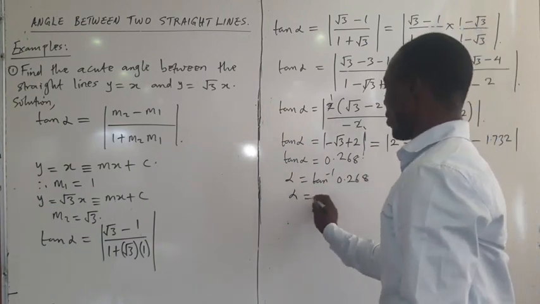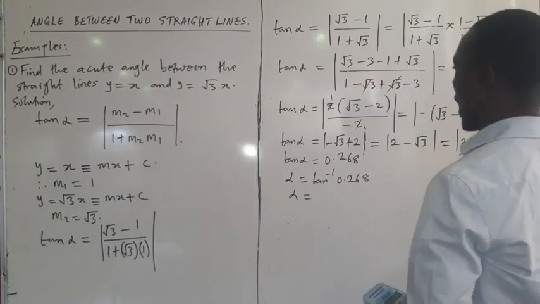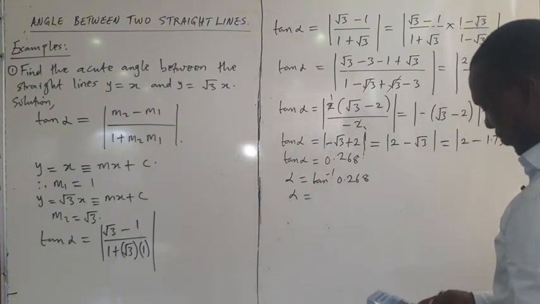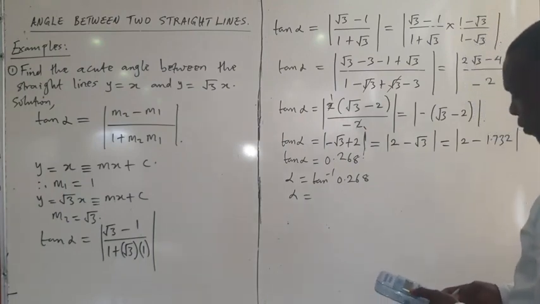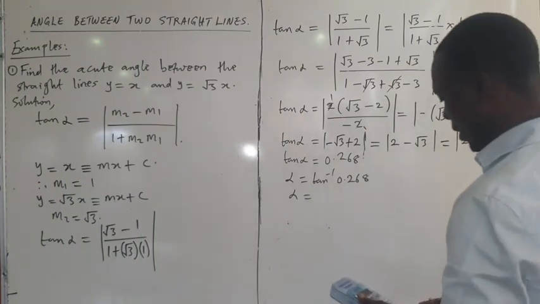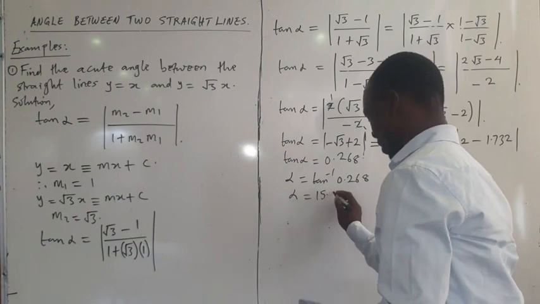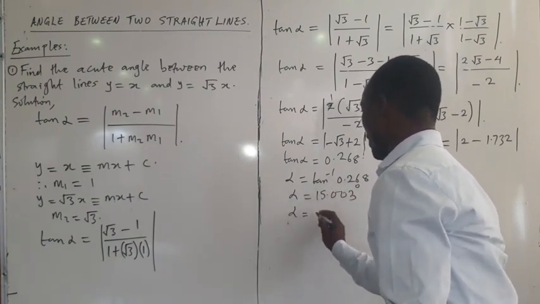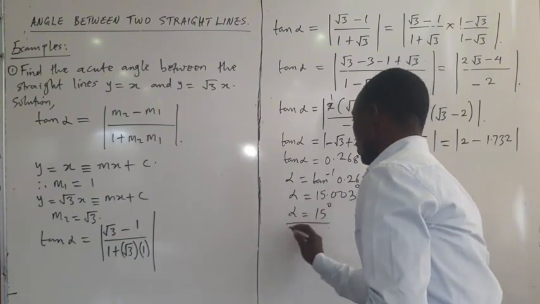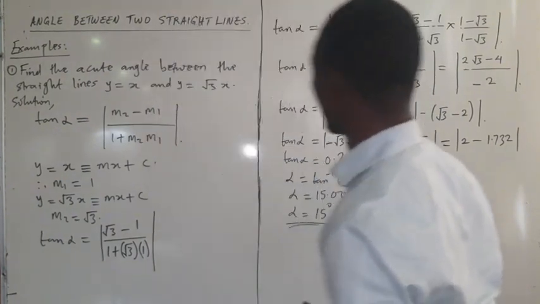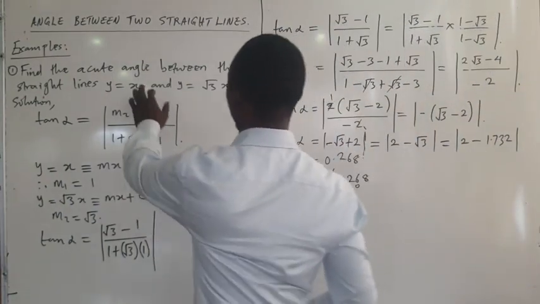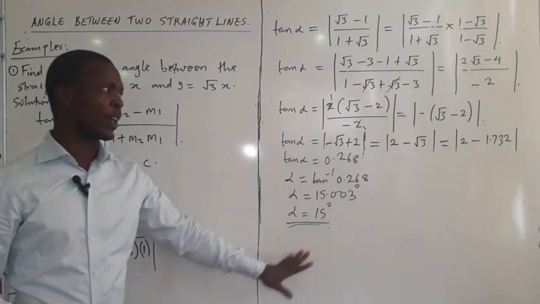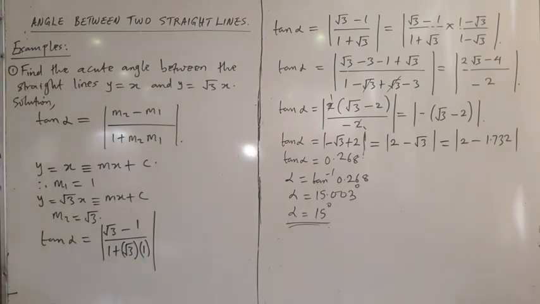So alpha, which is the angle between the two straight lines. Now press shift tan of 0.268. That is 15.003 degrees, so alpha will now be 15 degrees. So the angle between the two straight lines, y equals x and y equals square root of 3 x, is given as 15 degrees. So that is that on example 1.